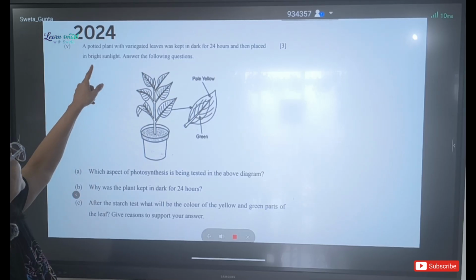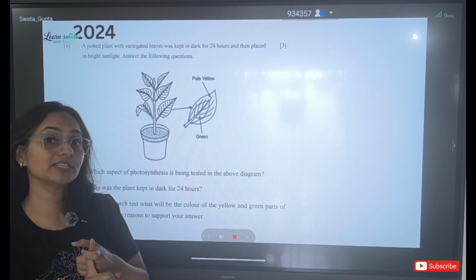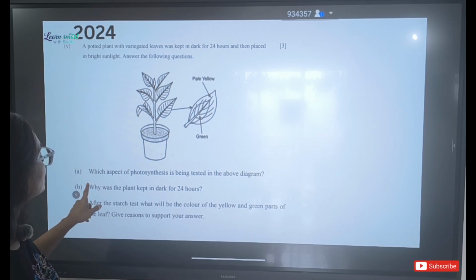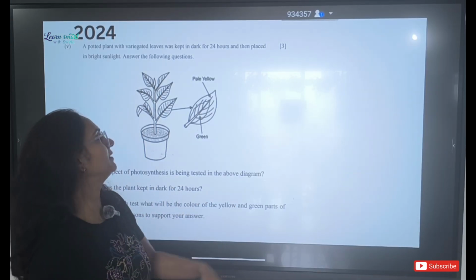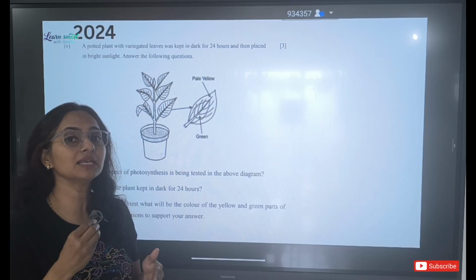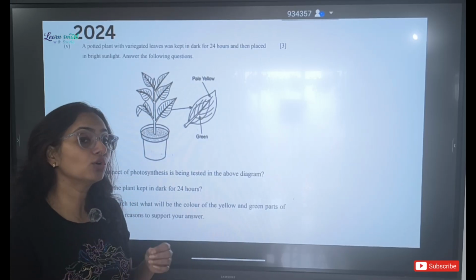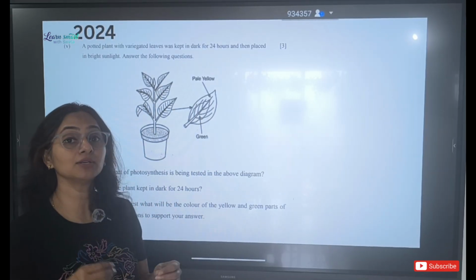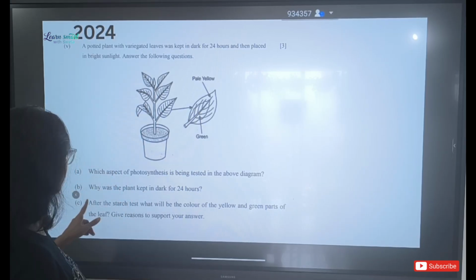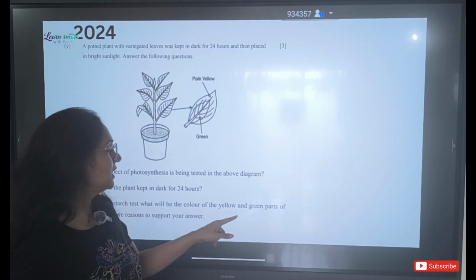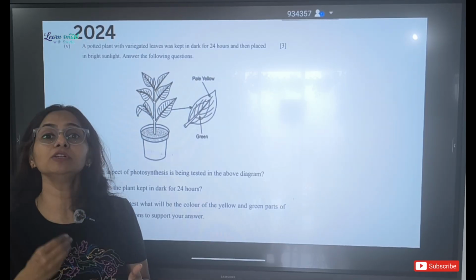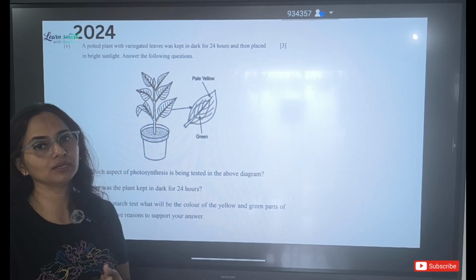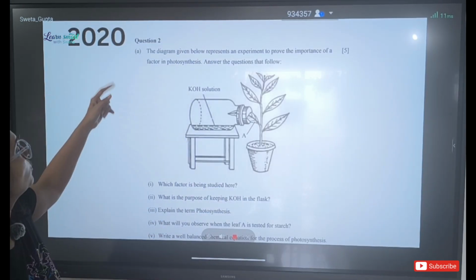Next is, a potted plant with variegated leaves was kept in dark for 24 hours and then placed in bright sunlight. Answer the following questions. Which aspect of photosynthesis is being tested in the above diagram? So what are we testing here? That chlorophyll is required for the process of photosynthesis. Why was the plant kept in dark for 24 hours? It was kept to de-starch the plant. Next is, after the starch test, what will be the color of the yellow and green parts of the leaf? So the green part will show the starch test and become blue-black, but the yellow part will not show it; it will remain brown in color.